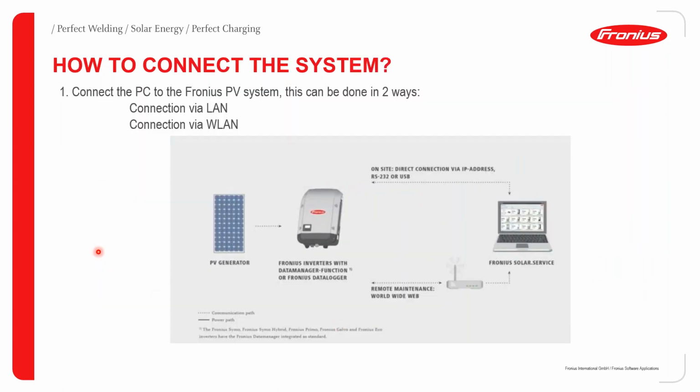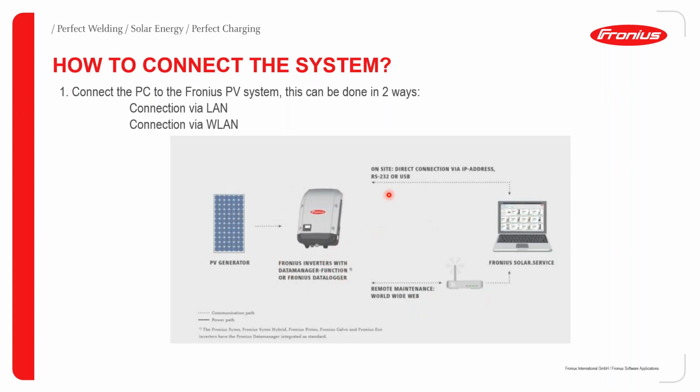How do you connect to the system? You can connect the PC to the Fronius PV system, and this can be done in two ways. The first way is via LAN, and the second way is via wireless LAN. I have this little image over here in the center, and this is Fronius Solar.Service, which is installed on your laptop. You can then use a router and the World Wide Web to access your Fronius inverters.